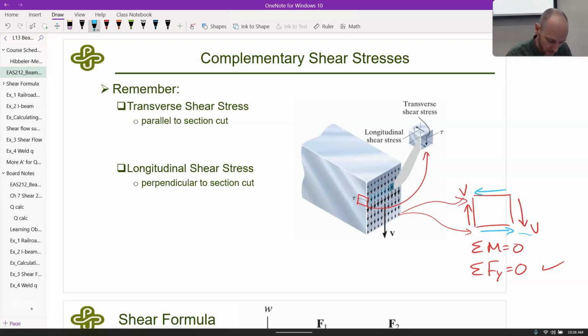That's important because in the derivation we're going to look at, we're going to be looking at these longitudinal shear stresses to come up with our equation. And we know from this basic property that if we can solve for this, then it's going to be equal to the magnitude on the actual cut face.